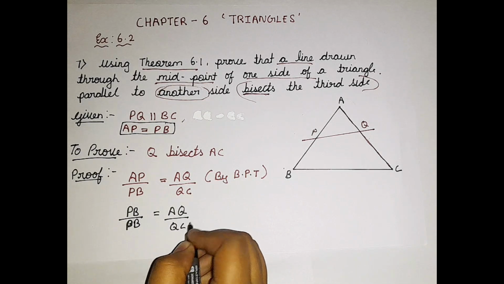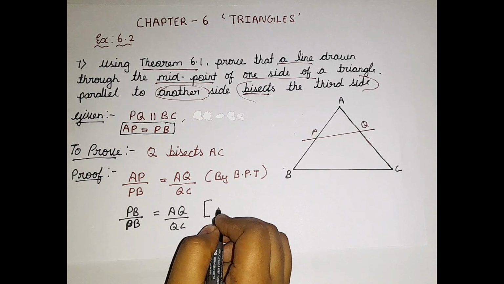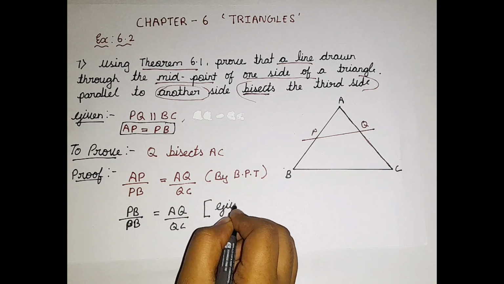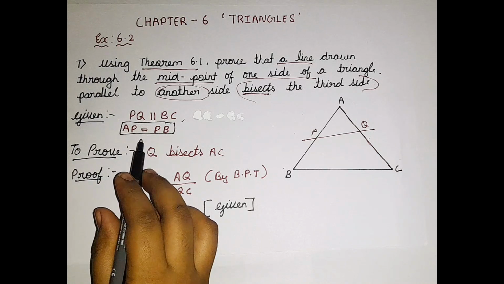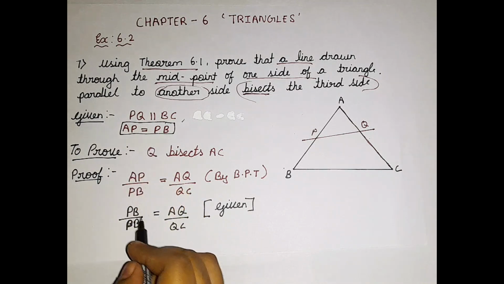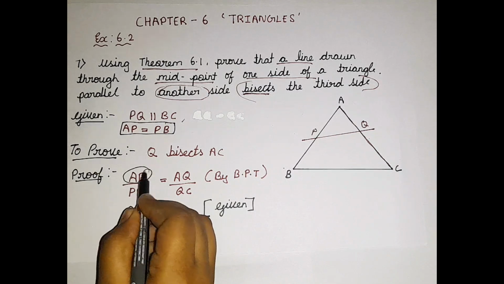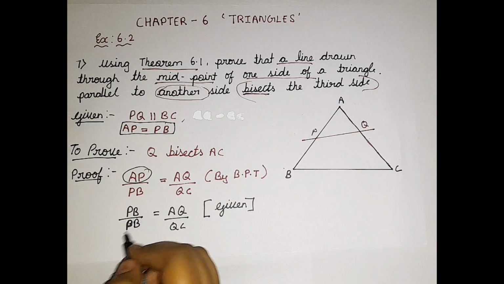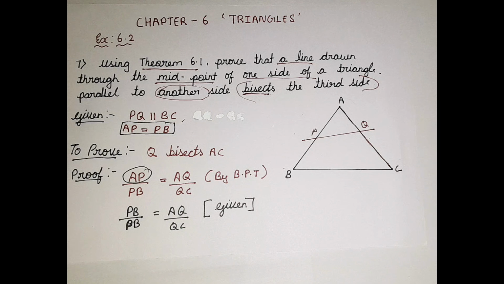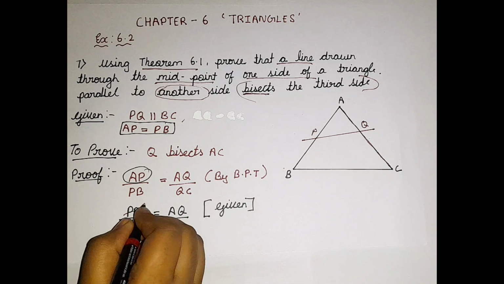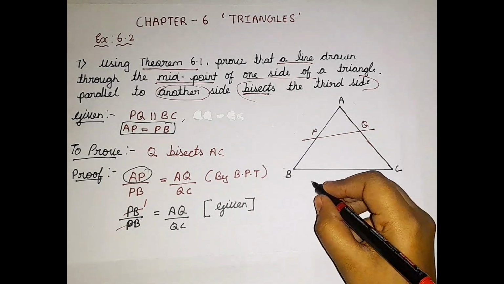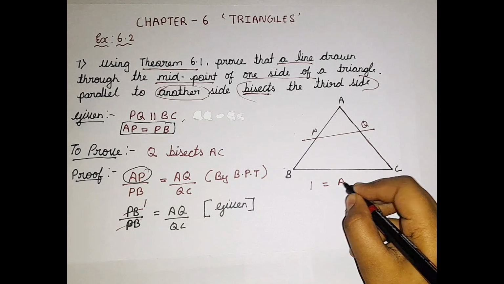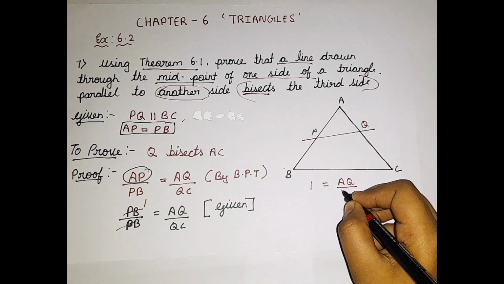You guys might be wondering how can I write that? Because it is given. We wrote it as a given value. That's why, in the place of AP, I just wrote PB. So now we can just cancel it. Am I right? So let us cancel. So now we got 1 is equal to AQ by QC.